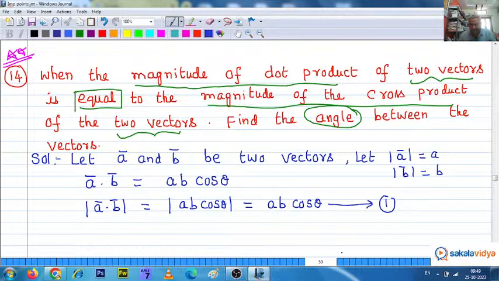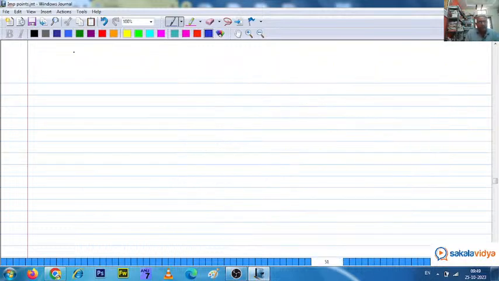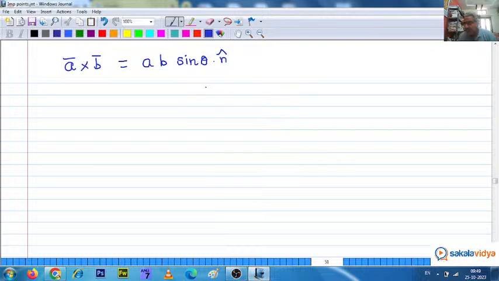So now let us move to the cross product. How do you define the cross product? A cross B is equal to AB sine of the angle between A bar and B bar, that is sin theta, and here n cap. N cap is the unit vector perpendicular to both A bar and B bar. That means n cap is the unit vector perpendicular to the plane of A bar and B bar, and which is perpendicular to both A bar and B bar itself.